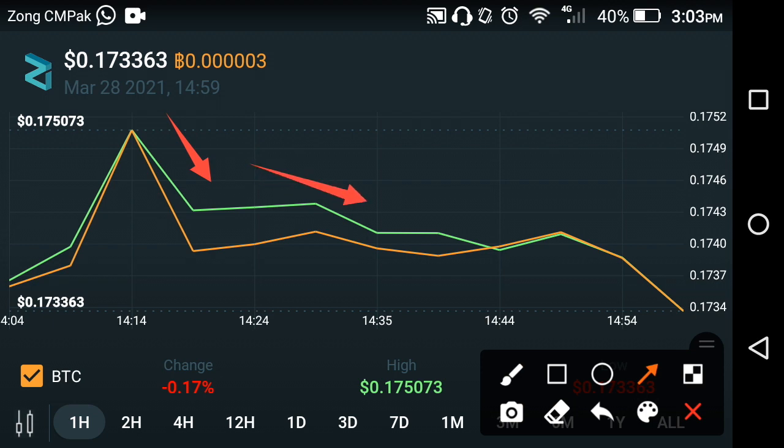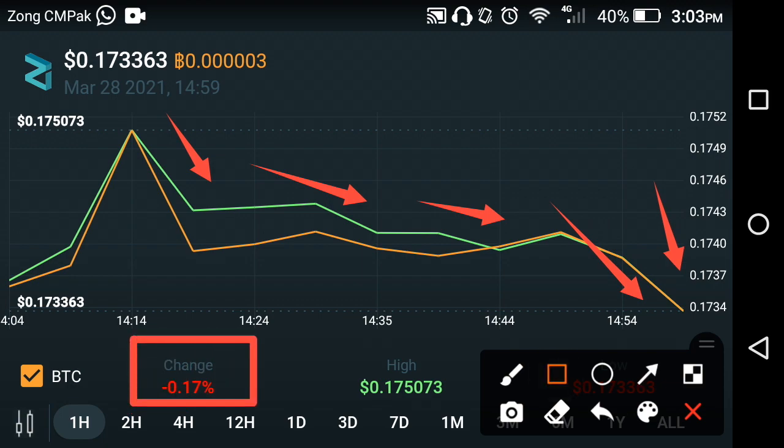As you can see now on the graph, the graph tells us that Zilliqa fell continuously and very badly, like a rocket. As you can see here, it falls down. The change is also negative because the chart falls down. The chart tells us that the Zilliqa crypto fell in the previous last 1 hour. So the change is a negative 0.17% that occurred in Zilliqa in the previous 1 hour.